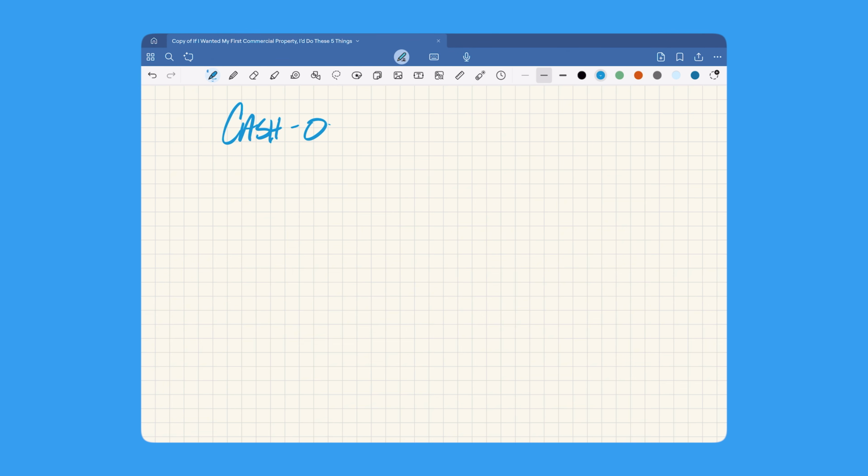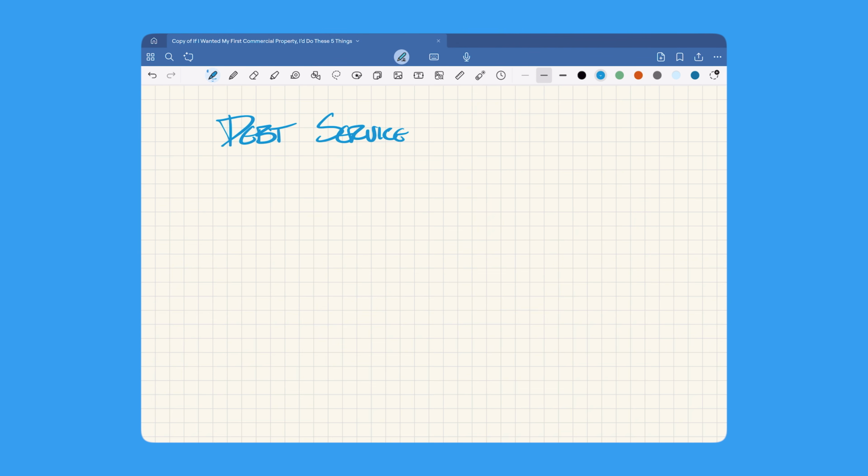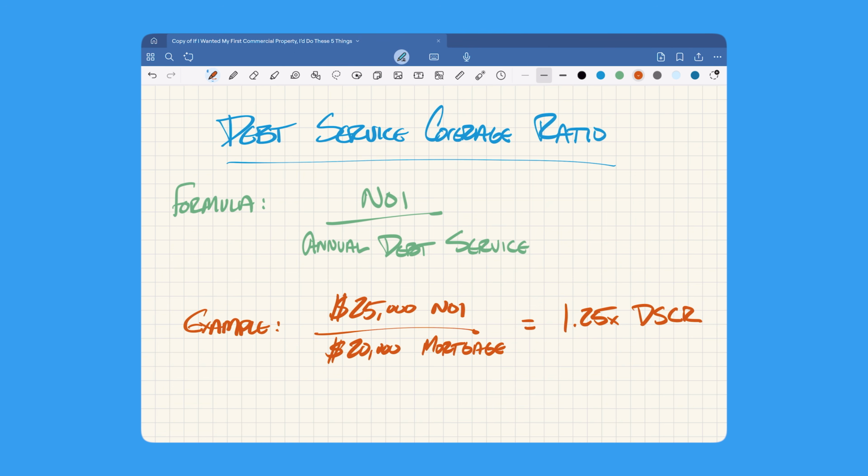Then you have your cash on cash return. If you've been doing single-family residential real estate investing, you definitely understand what a cash on cash return is, but it's basically how many dollars are you getting back for every dollar invested. Finally, you have your debt service coverage ratio. This is a ratio that is critically important for your lender because they want to make sure that the project is making enough money for you to, of course, pay the loan back, but then also make some money.